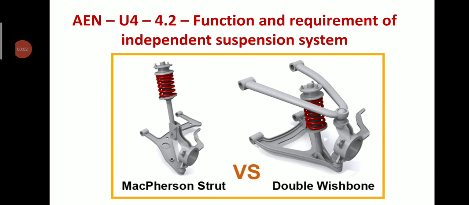Hello students, in this lecture of automobile engineering, we will learn about the function and requirement of independent suspension system. In front of you, you will see there are two suspension systems. Number one is McPherson strut and second one is double wishbone. These are the best examples of independent suspension system.